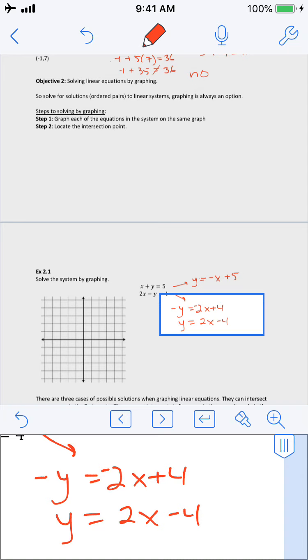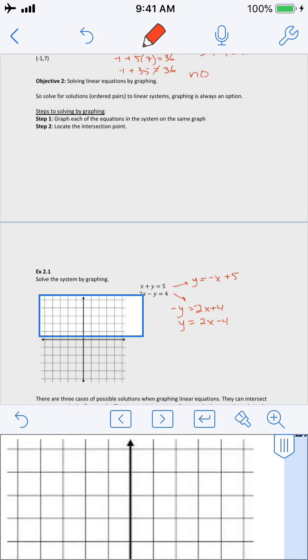Now, you can graph other ways. You can do x and y intercepts. You could do point-slope form, or you could just make a table. It's all up to you. But I'm going to graph these using slope-intercept form. For me, it is the easiest.